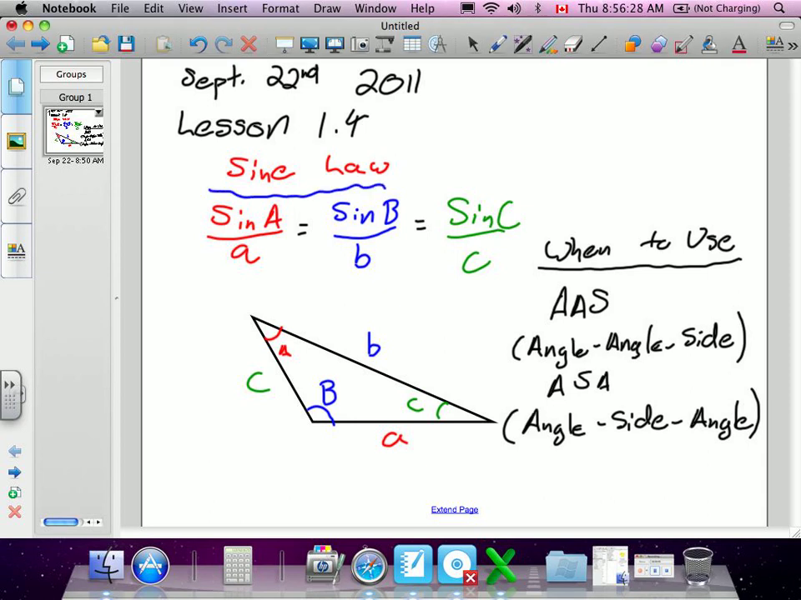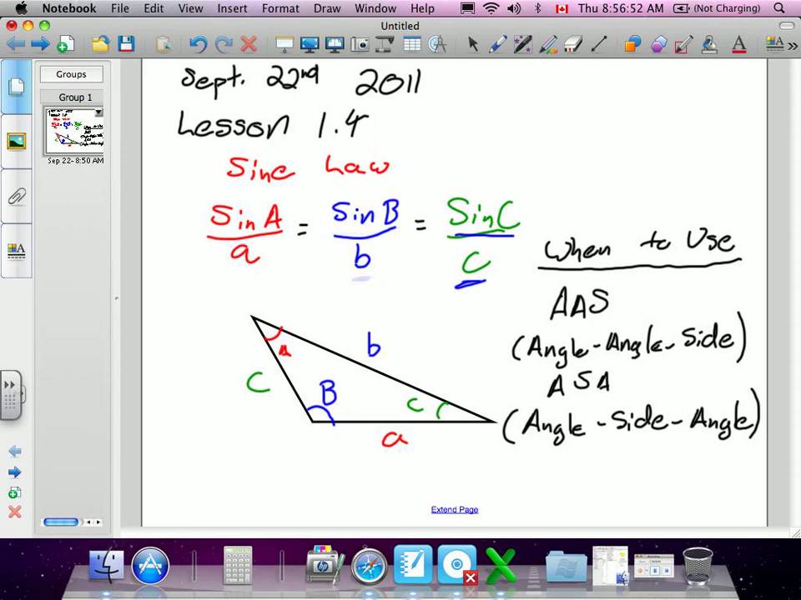Okay? So sine law can be used for any non-right angle triangle. The law is stated as the sine of angle A divided by side A is equal to the sine of angle B divided by side B, which is also equal to the sine of angle C divided by side C.